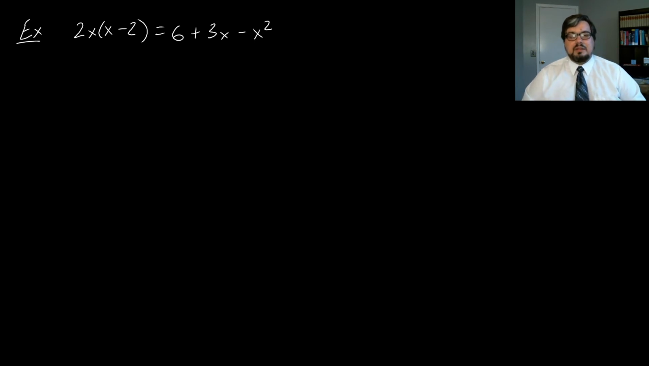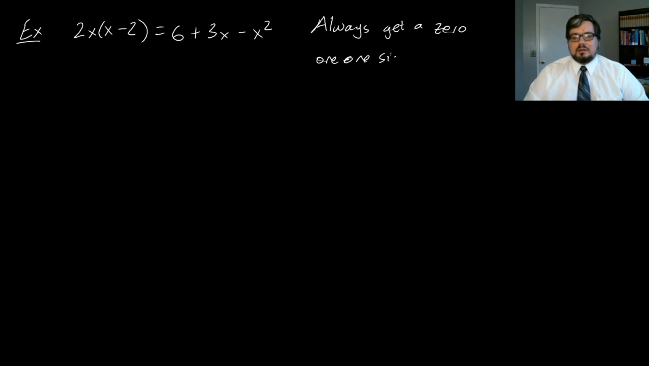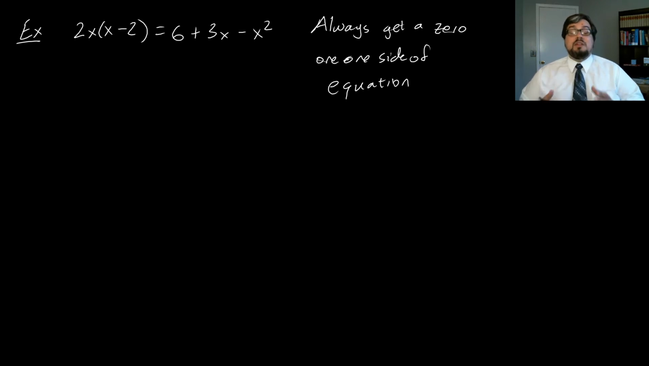Let's look at another example. Let's look at the equation 2x times x minus 2 is equal to 6 plus 3x minus x squared. Now, when you're working with quadratic polynomials, you want to always get 0 on one side of the equation. You're going to want to move everything over to one side of the equation and leave just a 0 behind. And the reason for that is that the Zero-Factor Theorem only works with 0.